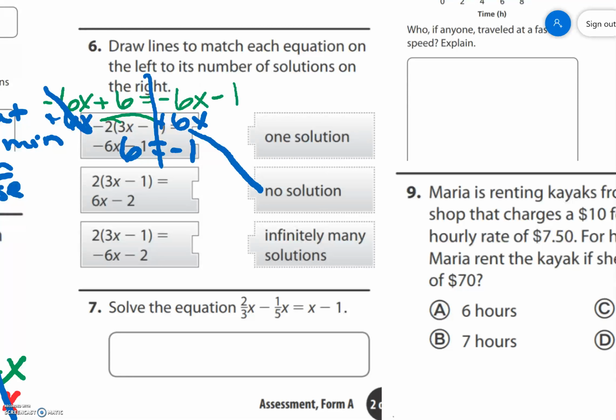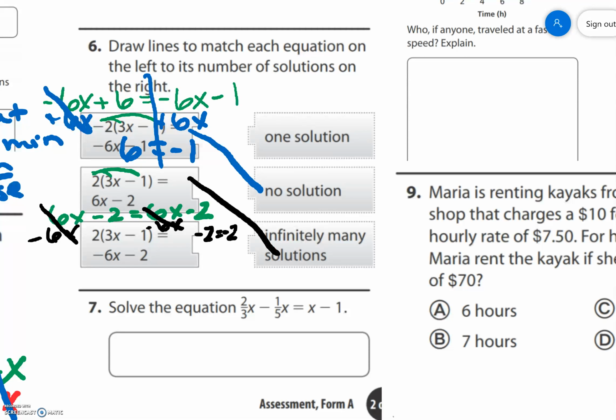The next one, again, distribute. 2 times 3x, 2 times negative 1. That's going to give me 6x minus 2 equals 6x minus 2. Oh my goodness, those are the exact same thing. If we were to subtract 6x from both sides, they would cancel out, and we'd just be left with negative 2 equals negative 2. Well, that's always true, so there are infinite solutions.